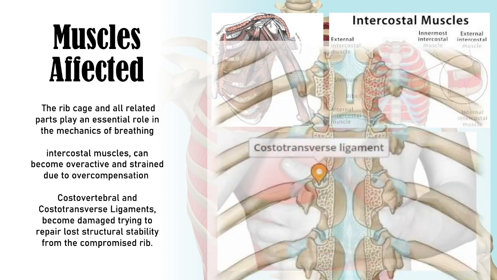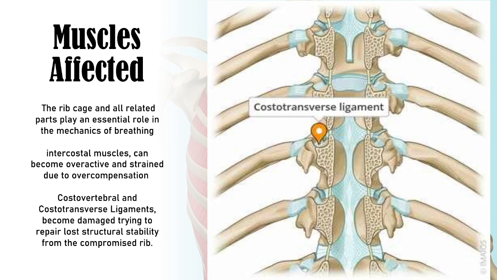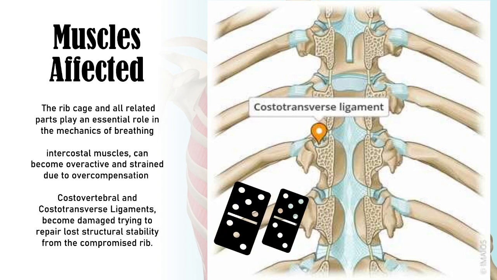Similarly, the ligaments that connect the ribs to vertebrae in the back, called costovertebral and costotransverse ligaments, become damaged trying to repair lost structural stability from the compromised rib. If the injury continues untreated, the effects start to mimic a domino effect as accessory respiratory muscles and tendons become aggravated, acting as a crutch for the muscles that initially compensated for the fracture.